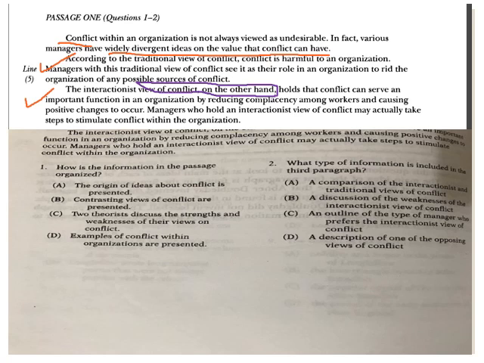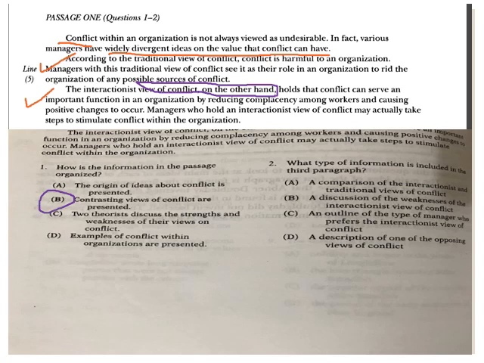So here, what do we have in the passage? Clearly from our discussion previously, we have 2 points of view, and those points of view are not similar, they are different. One of them is called traditional and the other one is called the interactionist, and they are different. So the option that best expresses this is number B. Contrasting views of conflict are presented.